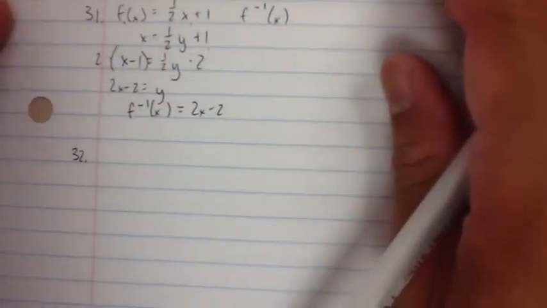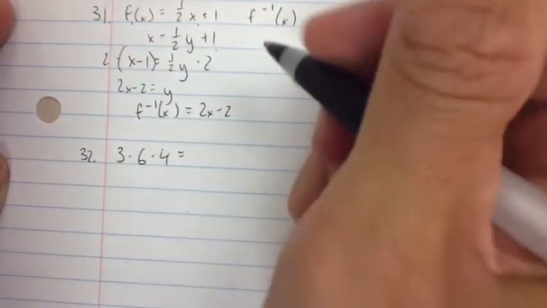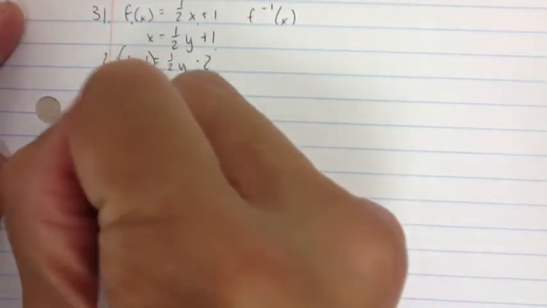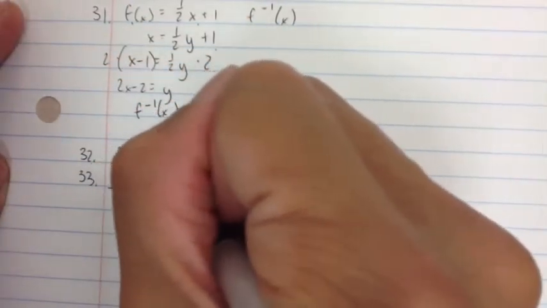Number 32, you're looking at combinations. So if you have 3 shirts, 6 pairs of pants, and 4 ties, that means you multiply them all together, and you get 72. Number 33, you have 3 spaces for your license plates.